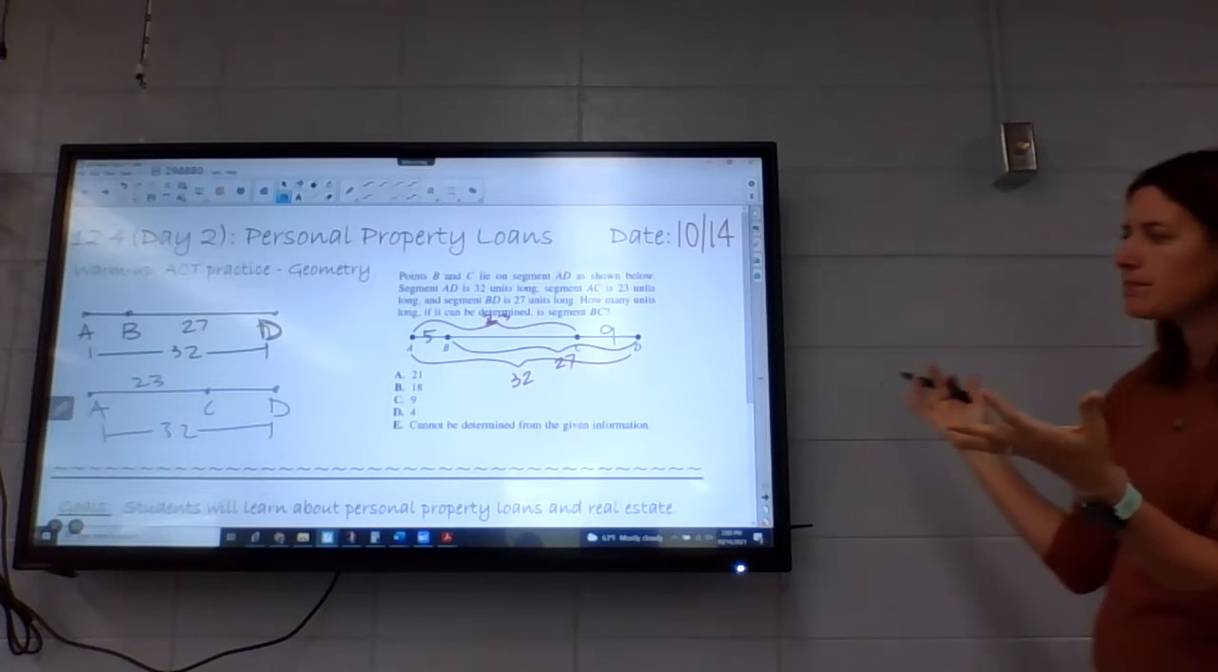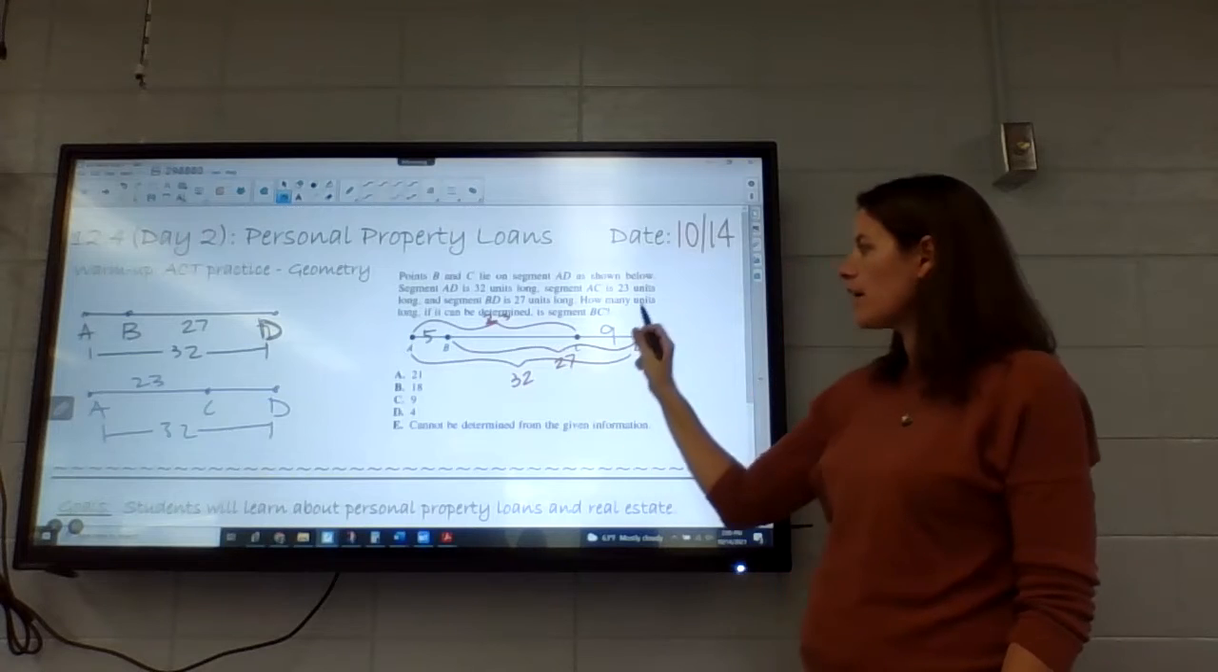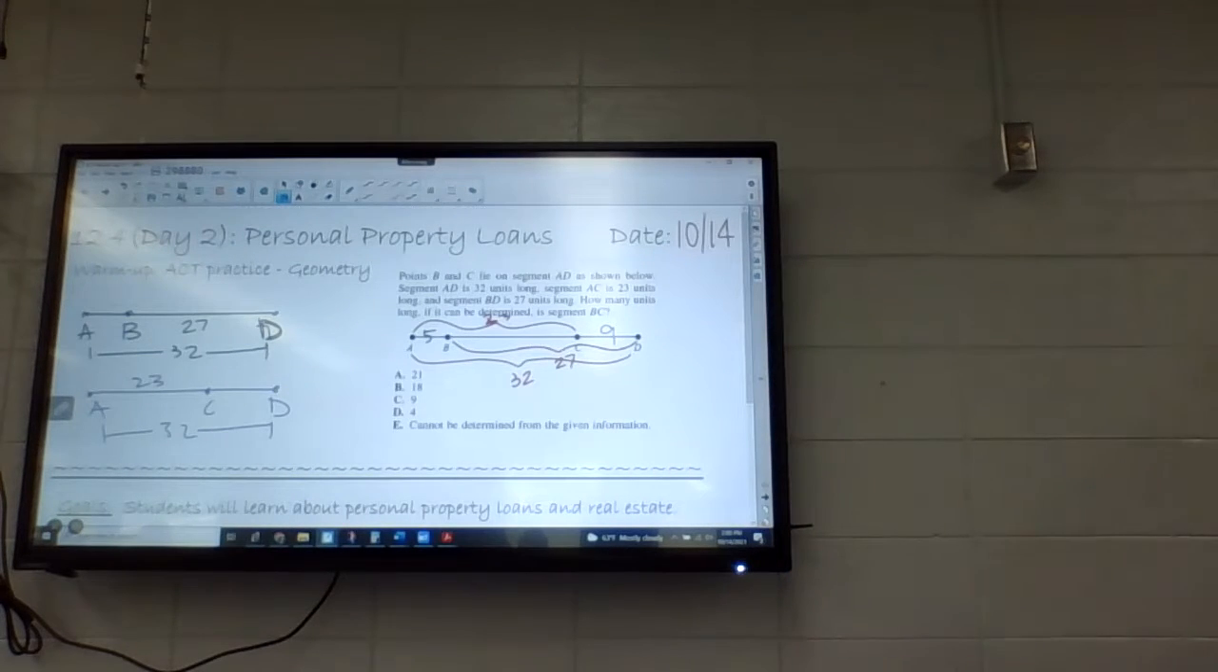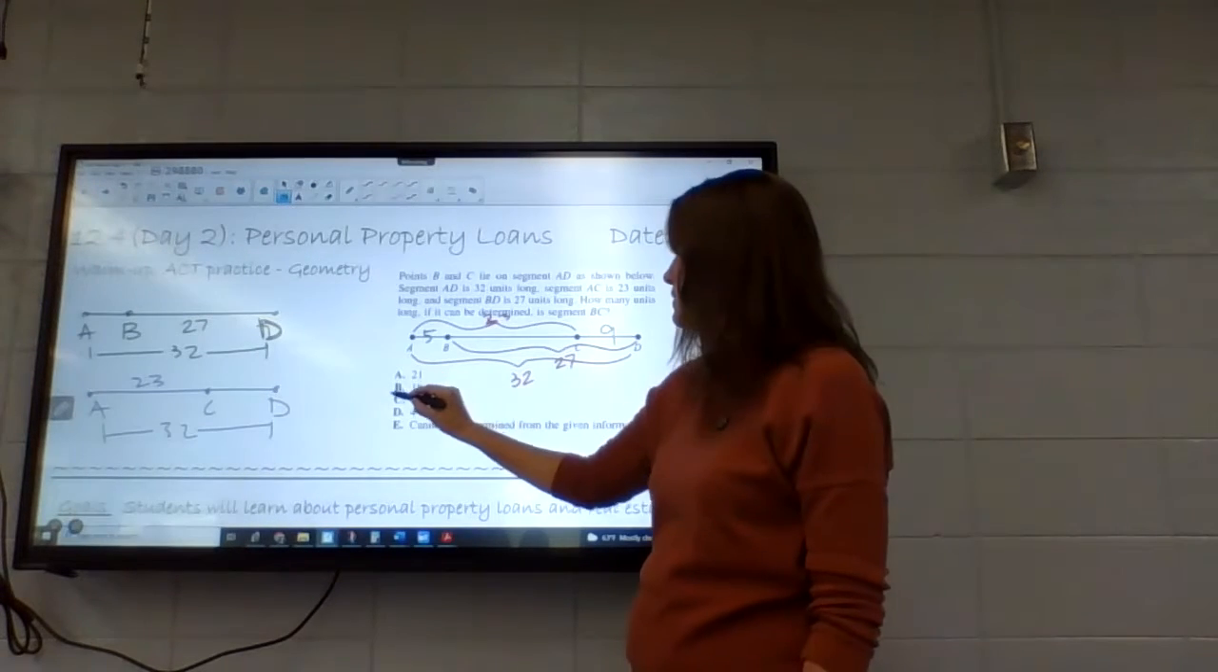Yeah, the whole thing adds up to 32. I've used 5 here, I've used 9 there, so that's 14. And so then I'm left with 18, right? I think BC should be 18.